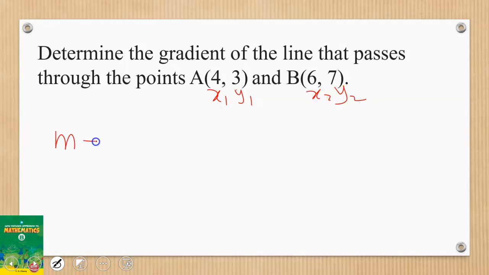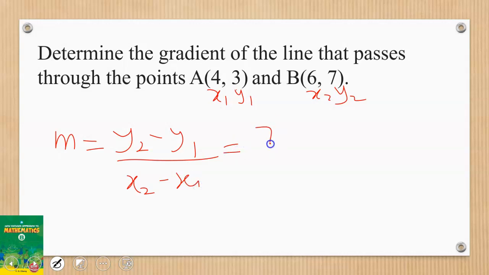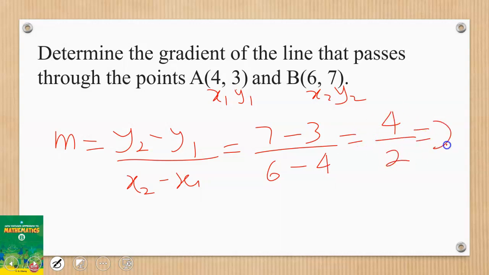In that case, your gradient, which is change in y over change in x, will be equal to y2, which is 7, minus y1, 3, over x2, 6, minus 4. And so we can simplify this as 4 over 2, and the answer is 2. So the gradient of this line that is passing through this point and that point will be 2. Very steep gradient, right?